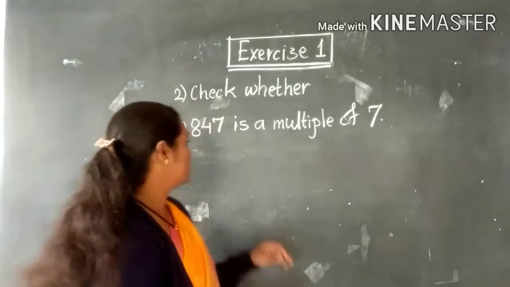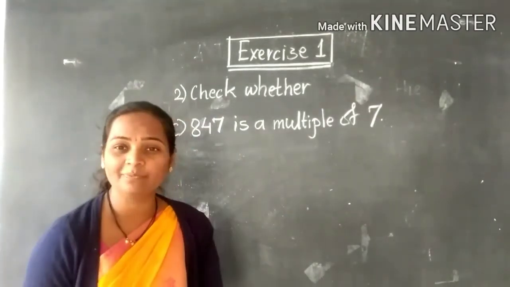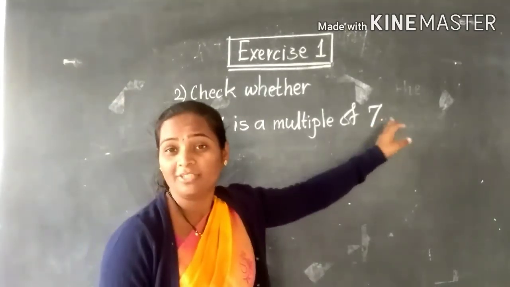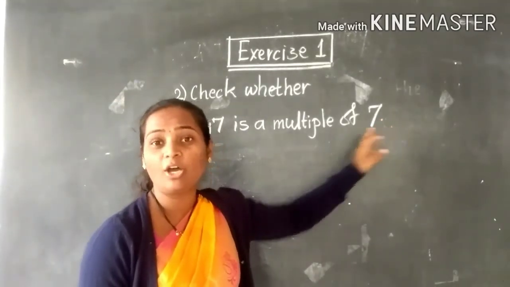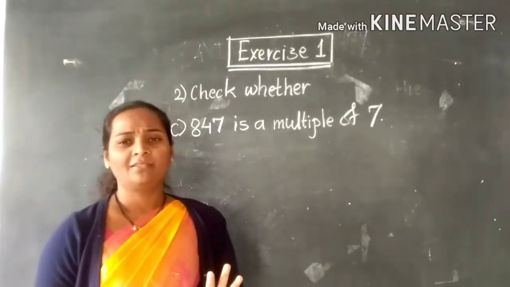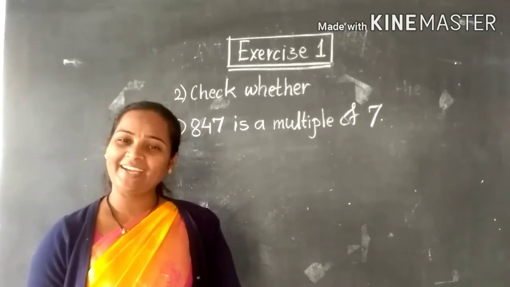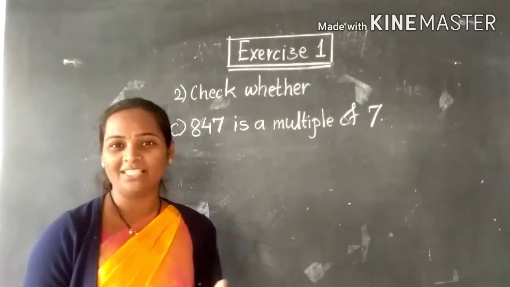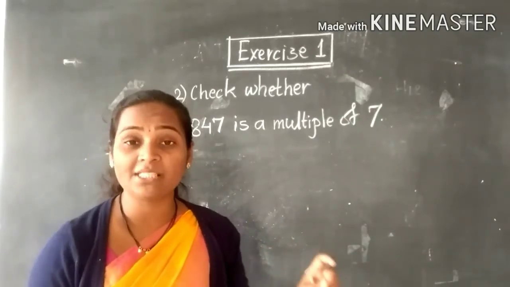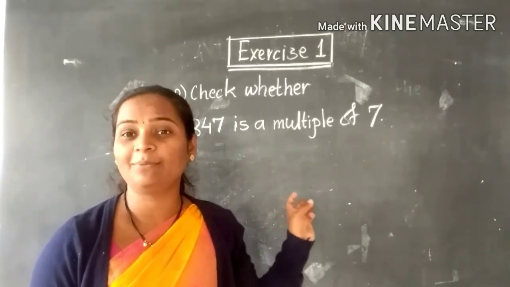See your next question: is 847 a multiple of 7? So you have to count the table of 7 up to 847. How can you find it easily? You should divide this number and you will get that multiple. If it is divisible, meaning the remainder will be 0, then you will get your multiple number.